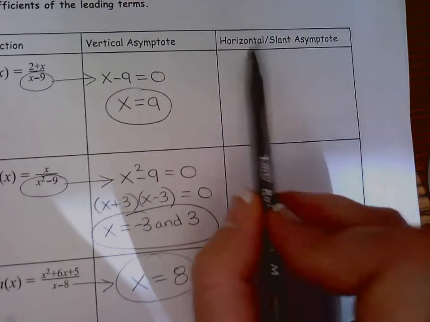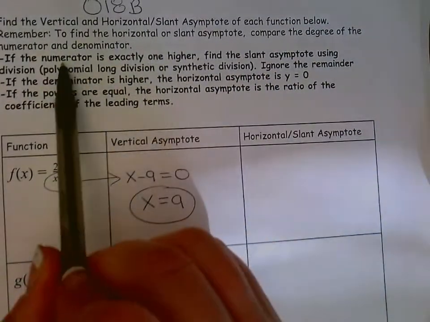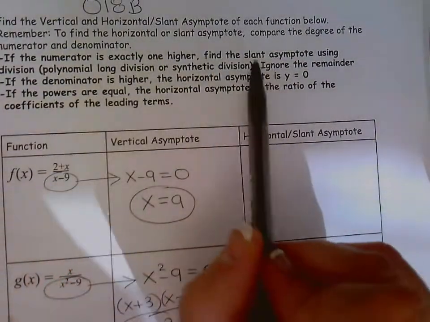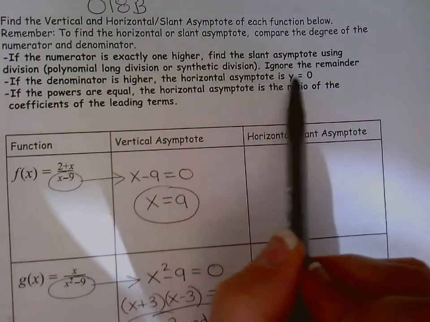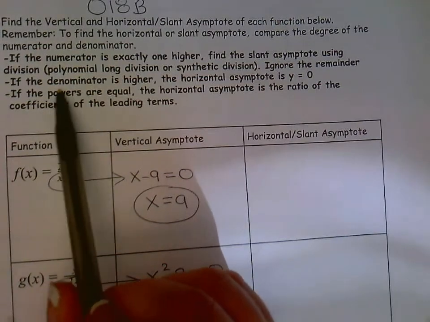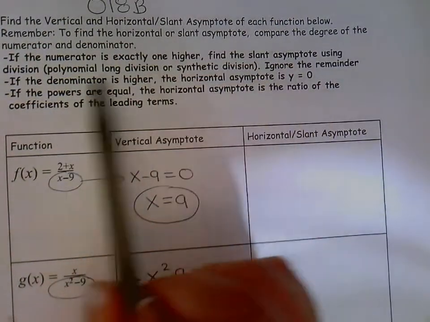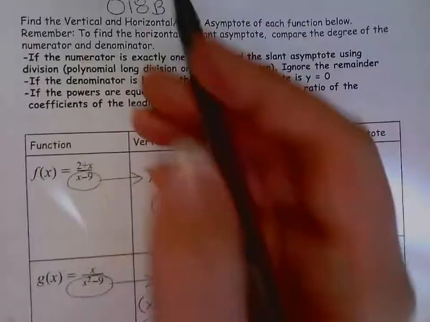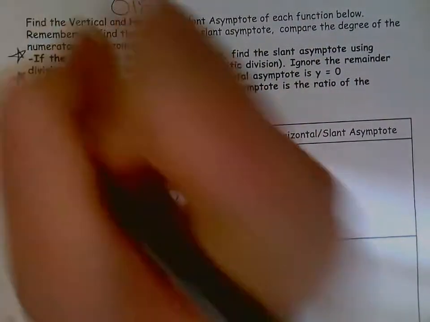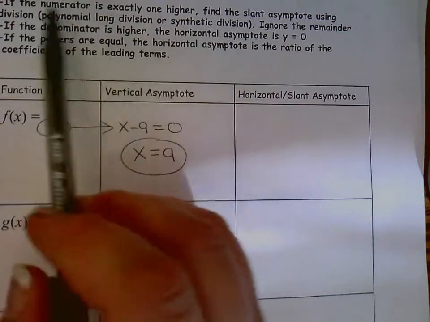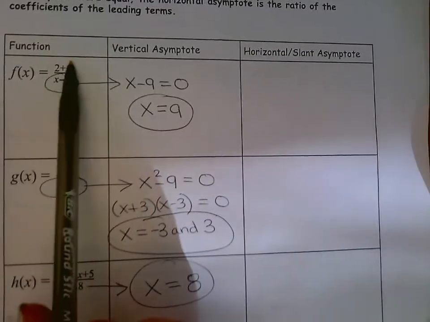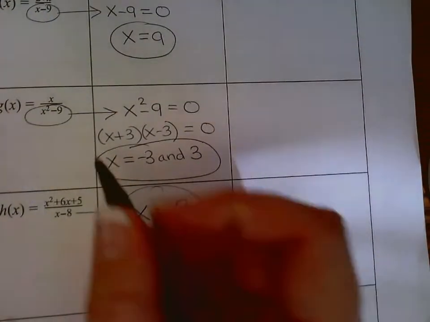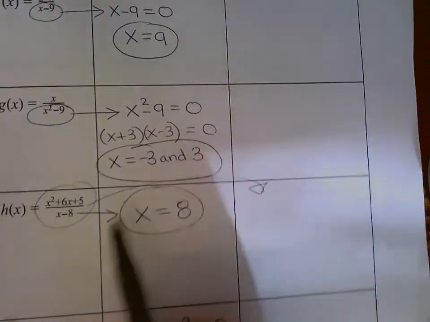So then remember, for horizontal or slant asymptotes, there's 3 separate rules. If the numerator is higher by 1 degree, we're going to do division. If the denominator is higher, then the asymptote is at y equals 0. If the powers are equal, the horizontal asymptote will be the ratio of the coefficients. So let's find one of each of those examples. All right, so I'm going to look for a case when the numerator is higher first. Here we go. Numerator is higher, right? So I need to do division.